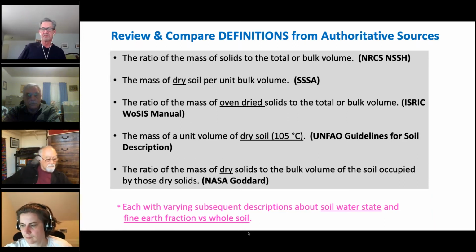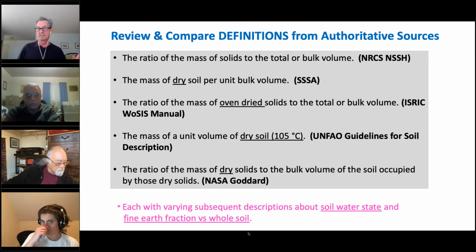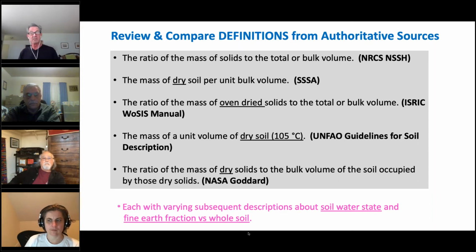The Soil Science Society of America adds we're talking about dry soil. NRCS's lead-in sentence doesn't say that. The ISRIC WoSIS manual specifies oven dry, which is how we often think about it. FAO actually defines oven dry at 105 Celsius. And then NASA has a definition that just goes back to dry.